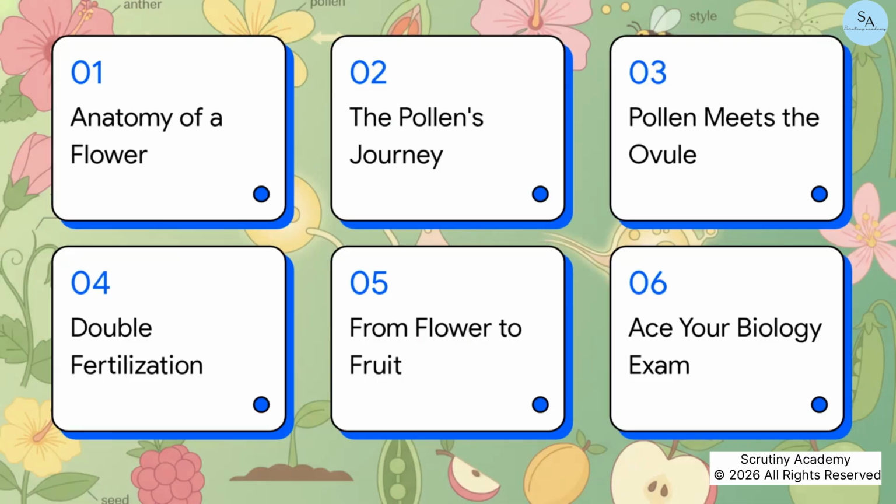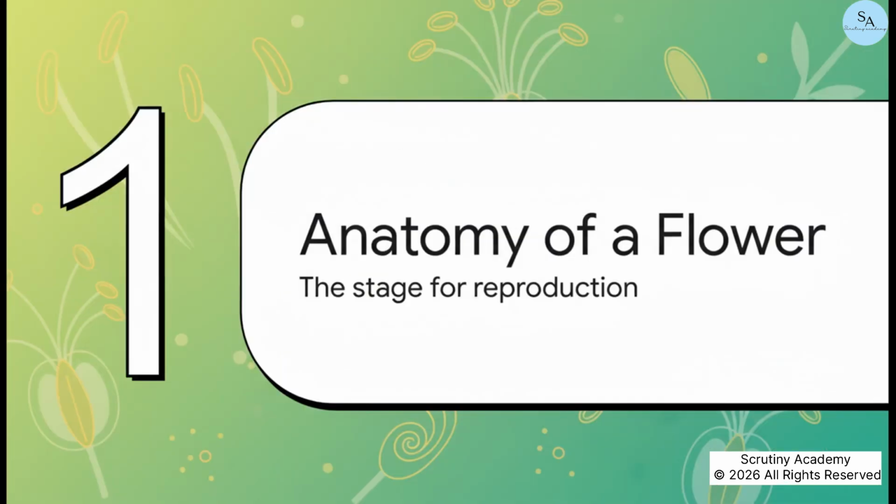Here's our game plan. We'll start by looking at the structure. Then we'll follow the pollen's journey, see what happens when it meets the ovule, get into the main event, double fertilization, and then see how a flower turns into a fruit. And finally, we'll wrap up with how to ace this on your exam. Let's get started. Okay, let's dive right in.